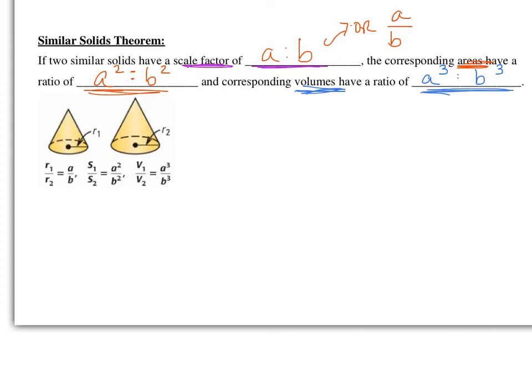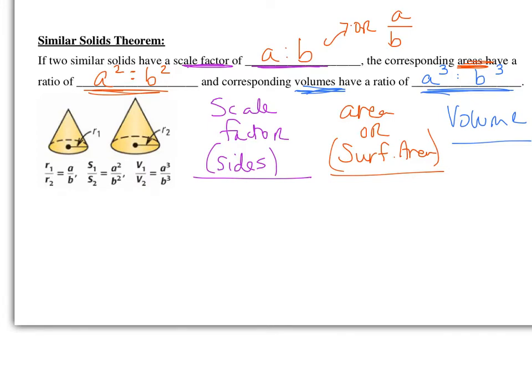If we're looking at our pictures down here, you can see that it is set up the same way. Our scale factor for the sides is going to be A to B. You might want to make a little chart for yourself. The surface area would be A squared to B squared, and then volume is going to be A cubed over B cubed. We've seen this briefly before with scale factors, but we're going to see it again.